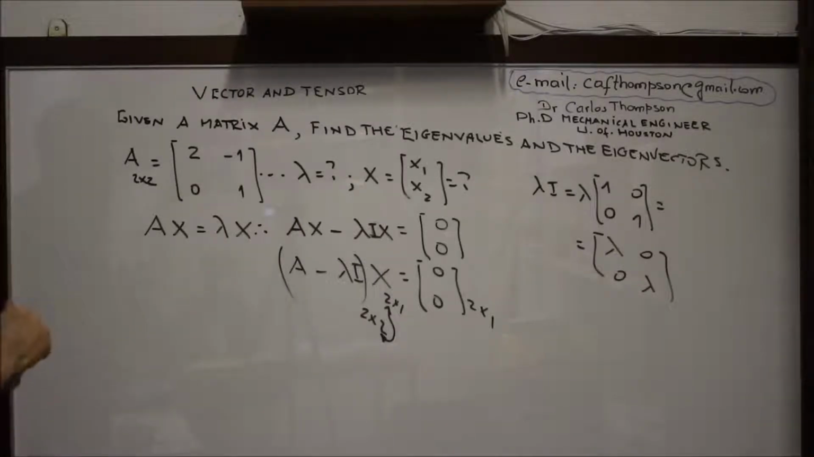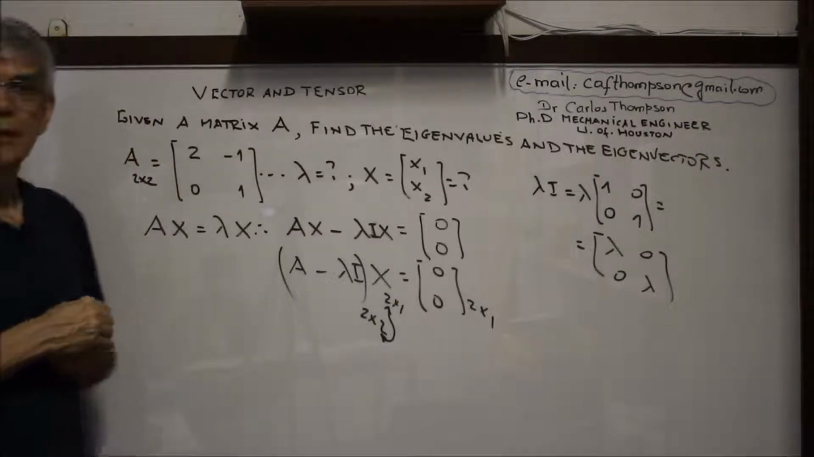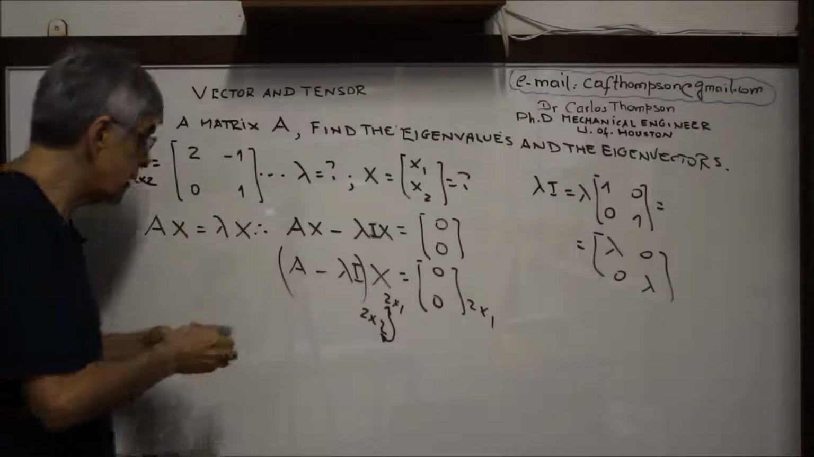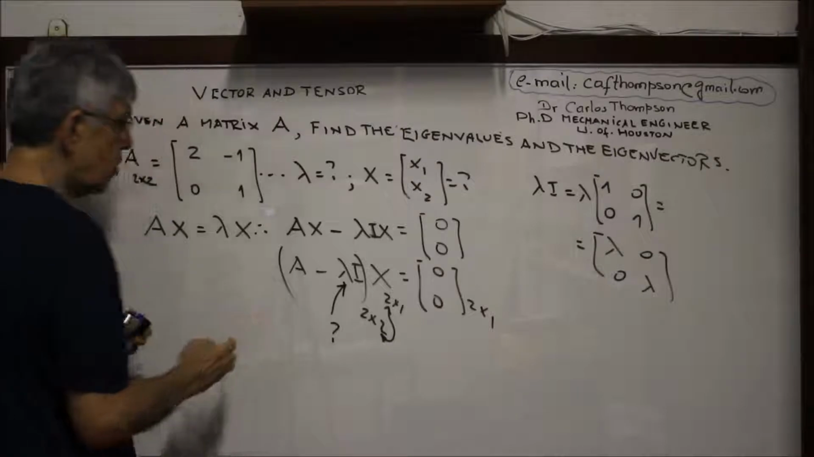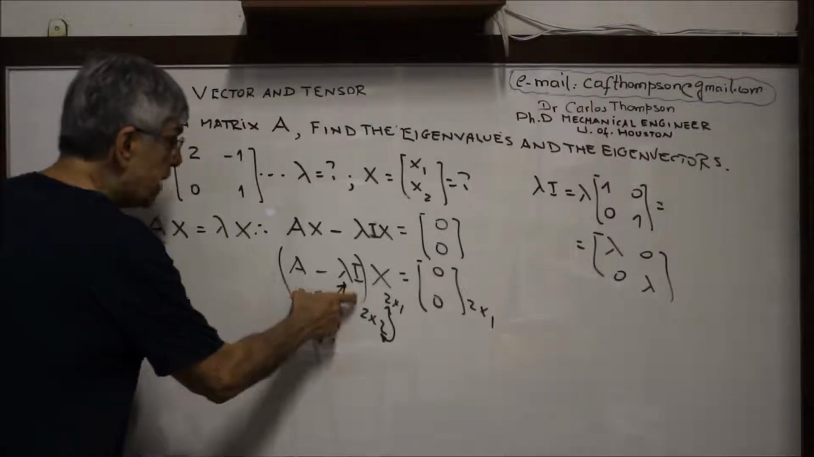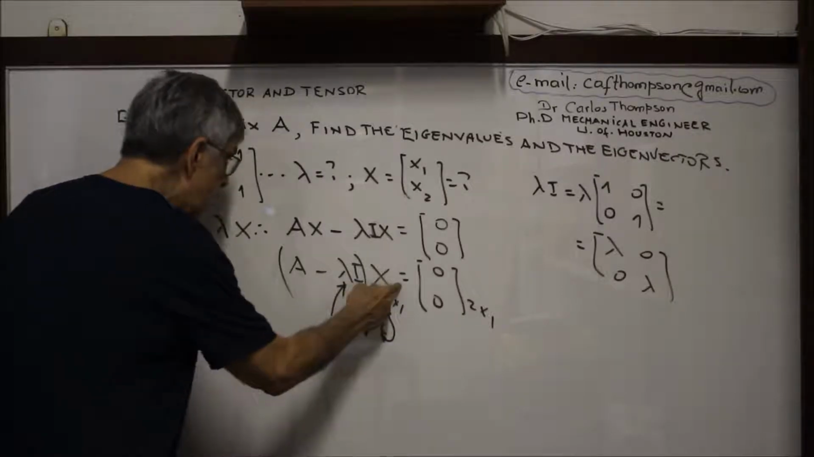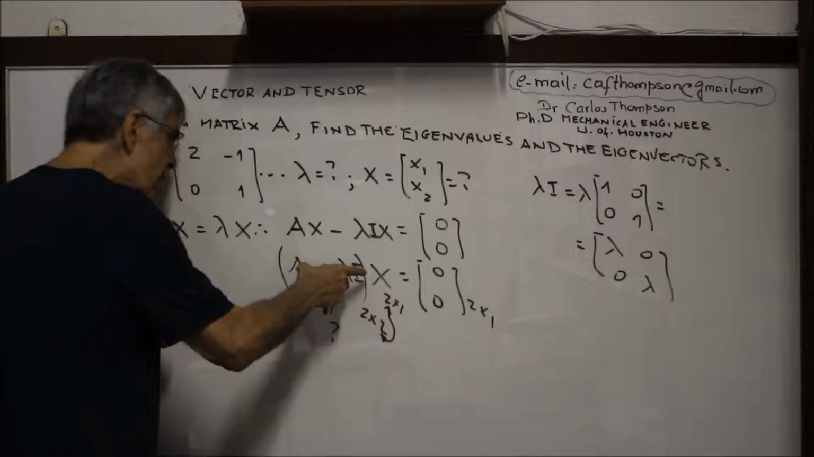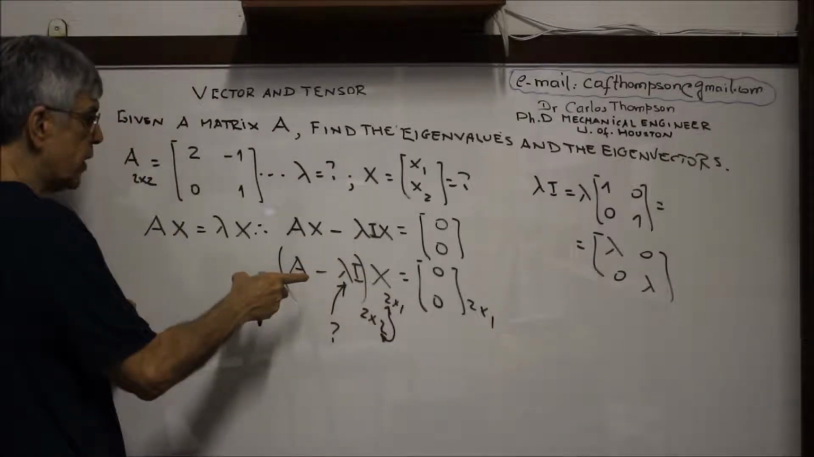Now we use what you call the homogeneous. You see, here lambda is unknown. Lambda is unknown. X is unknown. So this matrix here is not A. A minus lambda I, x, this will have a homogeneous system of linear equations.